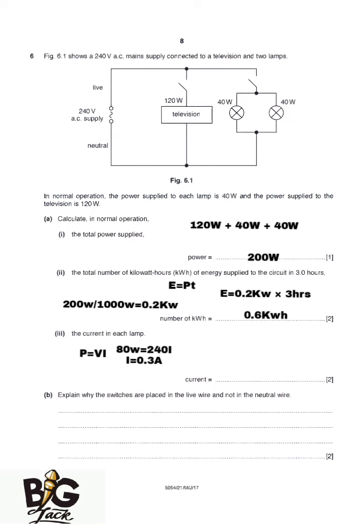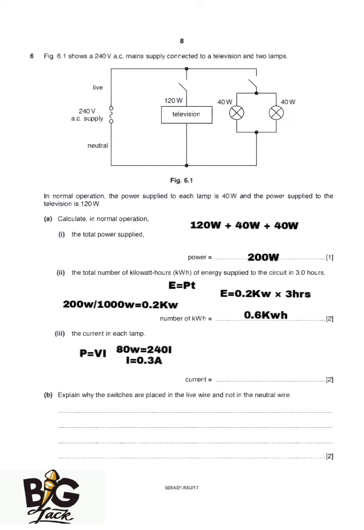So for us to find the current, we are going to say 80 divided by 240. Then the current is going to be 0.3 amps. Now remember, they are saying calculate the current in each lamp. So this 0.3 amps is the total current for 2 lamps.